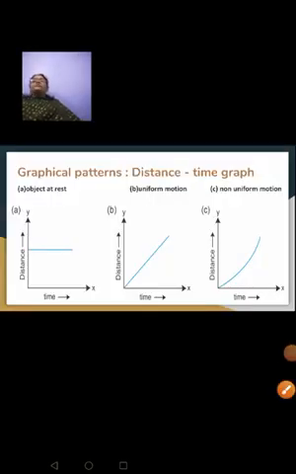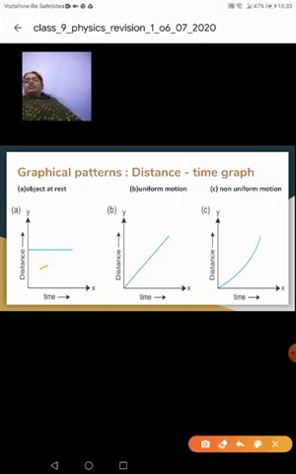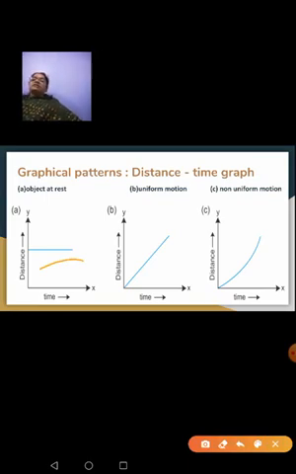Next, the graphical patterns. First, let me explain the distance time graph for an object at rest, an object showing uniform motion and non-uniform motion. When the object is at rest, the distance time graph will show a line parallel to the x-axis. See here, you find a line parallel to the x-axis. This tells you the object is at rest because there is no change in distance. The distance point is only 1. So it says the object is at rest.